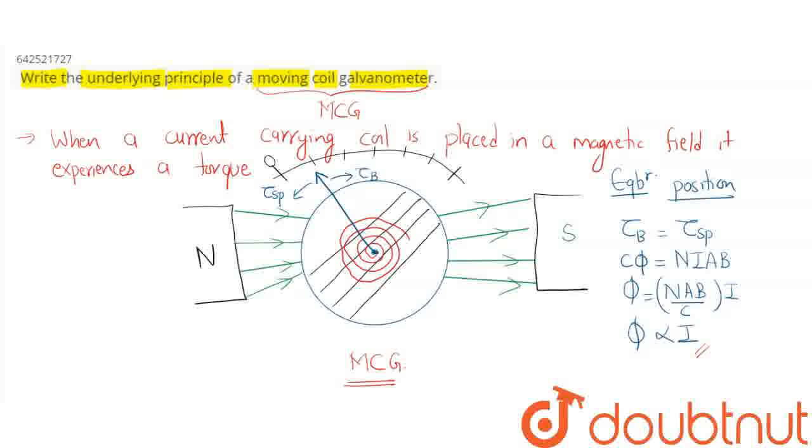When this moving coil galvanometer, which carries a current carrying coil, is placed in a magnetic field, it experiences a torque, and at equilibrium position we can say magnetic torque is equal to the spring force torque. Hence this is our answer.